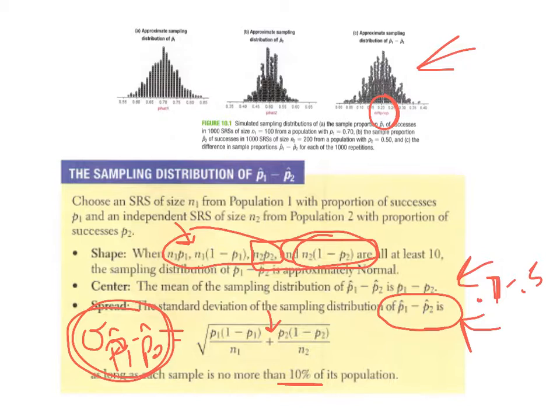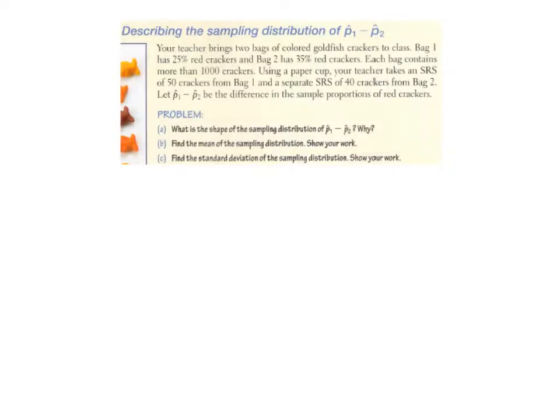Okay, let's run through this example that looks at sampling distributions and describing them. Your teacher brings 2 bags of colored goldfish crackers to class. Bag 1 has 25% red crackers and bag 2 has 35% red crackers. Each bag contains more than 1,000 crackers. Using a paper cup, your teacher takes an SRS of 50 crackers from bag 1 and a separate SRS of 40 crackers from bag 2. Let P hat 1 minus P hat 2 be the difference in the sample proportions of red crackers.